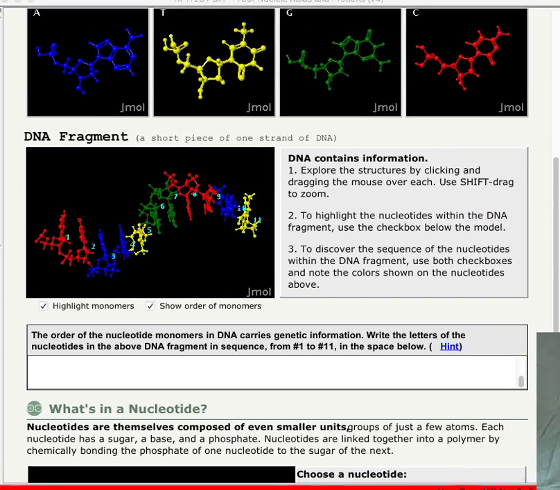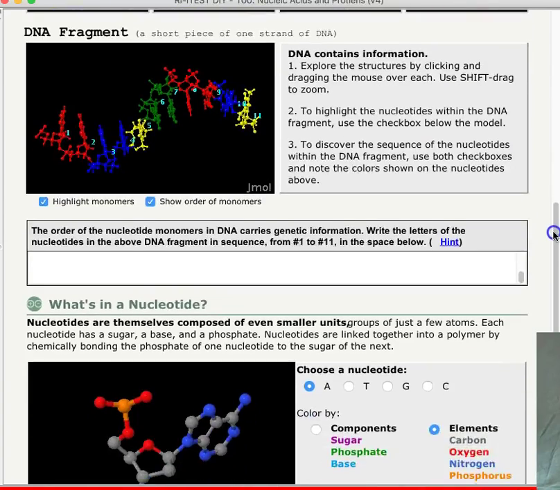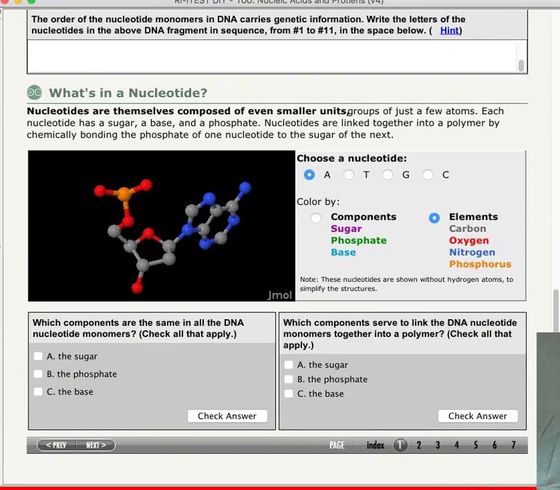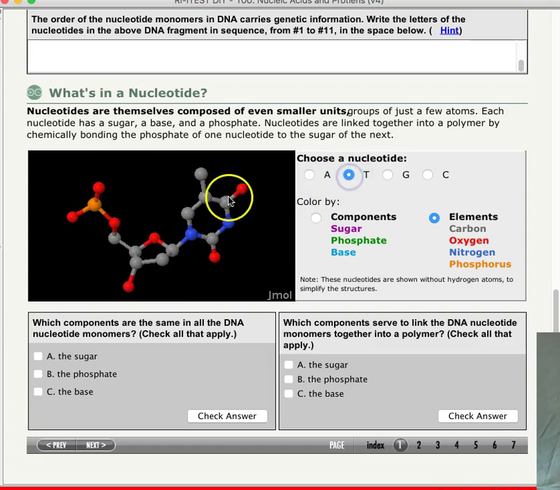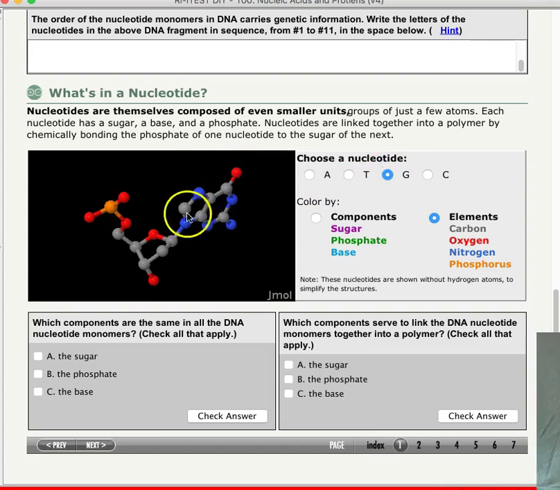Nucleotides are the smaller units that go together to make up DNA. Remember, we talked about they come in 4 colors. And the reason that there are 4 colors, there are 4 different bases. We can see if we click through here, this part's always going to be the same. Here's the phosphate and the sugar. If we click through here, we can see it's this part that changes. It's the base that changes.